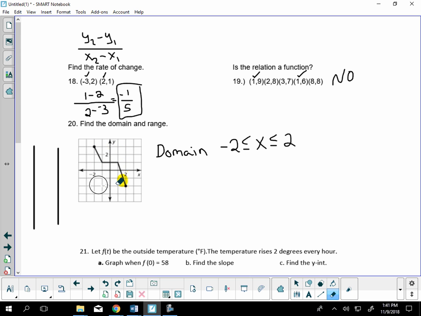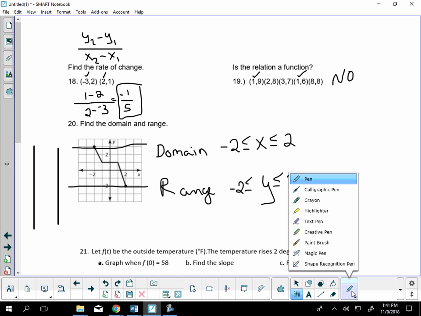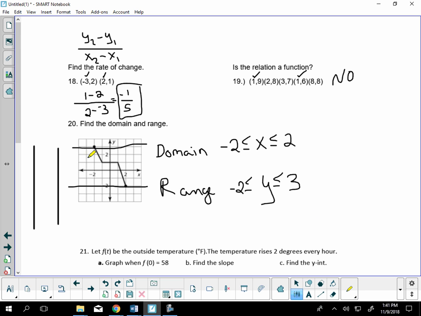Let's take a second now and talk about range. Range is my y values. So right now, my lowest y value is negative 2. My highest y value is 3. And then everything is happening in between those two lines.